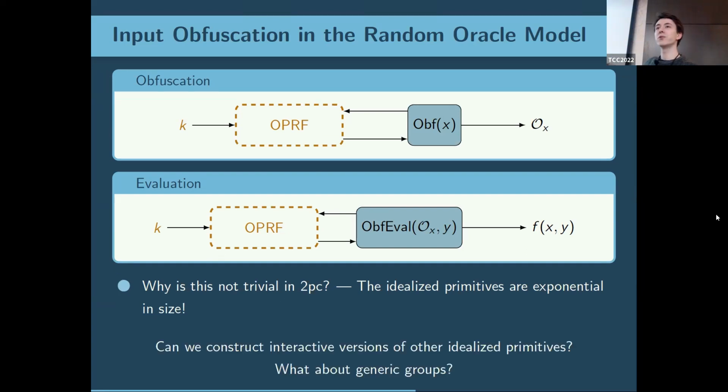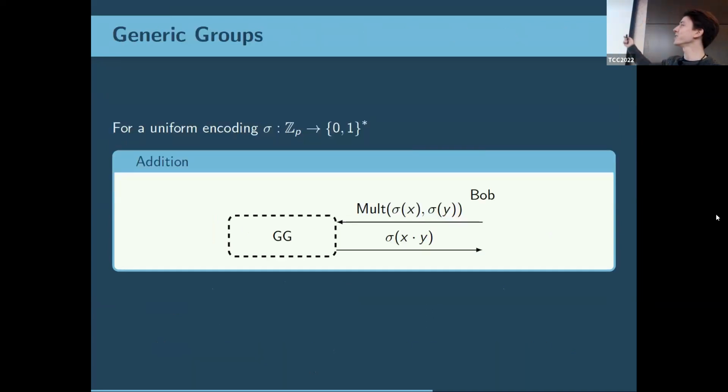Well, if we can also construct such an interactive version of an idealized primitive in other models, maybe we can achieve IO2PC in those models, such as the generic graded encodings model or the generic group model. Well, as it turns out, we can at least achieve this in the generic group model.